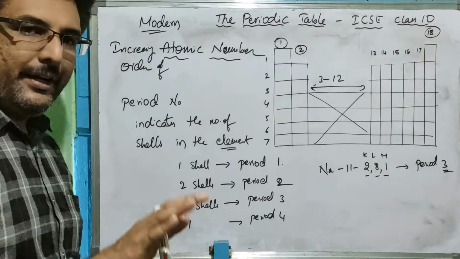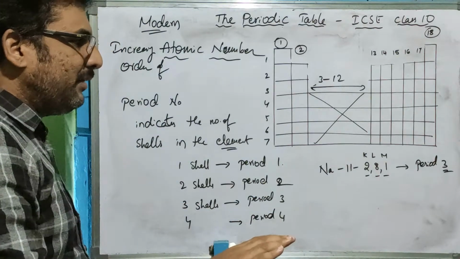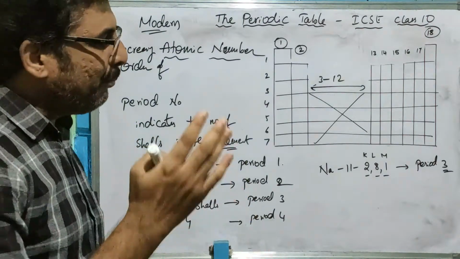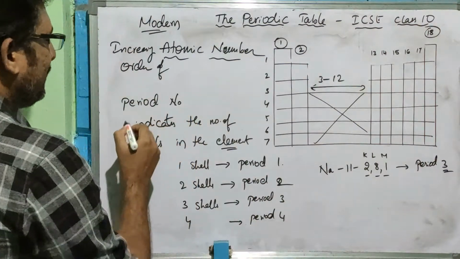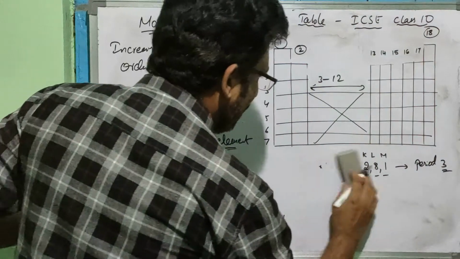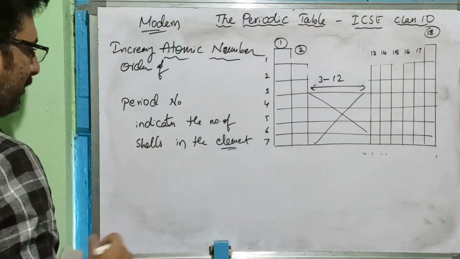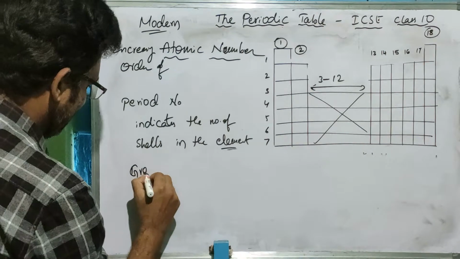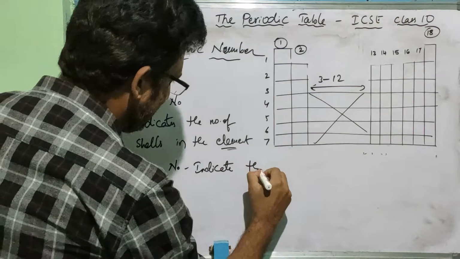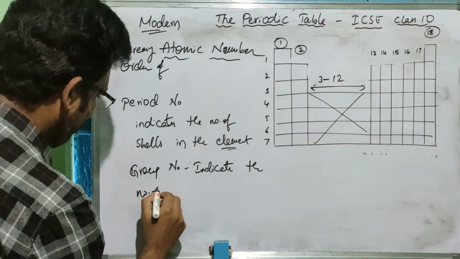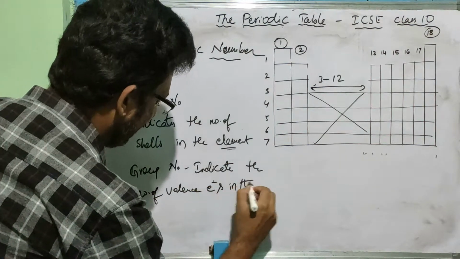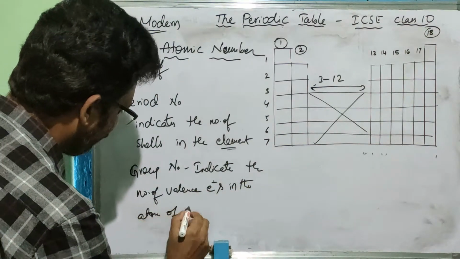Similarly, we can identify the group number to which the element belongs based on its number of valence electrons. Like, the group number indicates the number of valence electrons in the atom of that element.